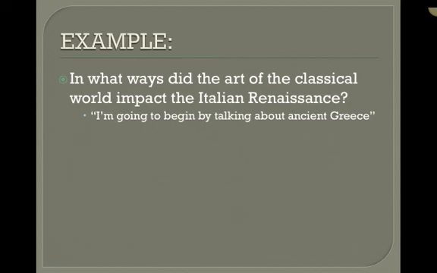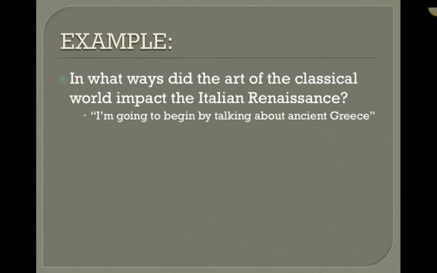And so people sometimes tend to say, okay, well, here's my Greece paragraph and here's my Rome paragraph and here's my Renaissance paragraph. That's not a good way to do it, though, because then what you end up doing is you just end up talking about Greece, and then you talk about Rome, and then you talk about Renaissance, and almost never do you respond to the question, the impact of the classical world on the Italian Renaissance.